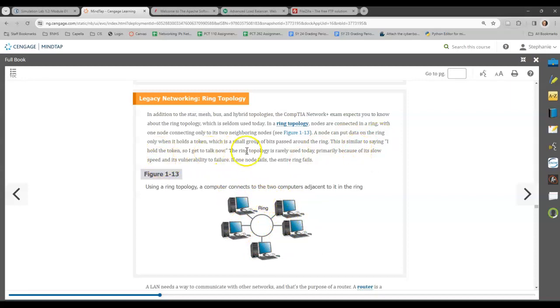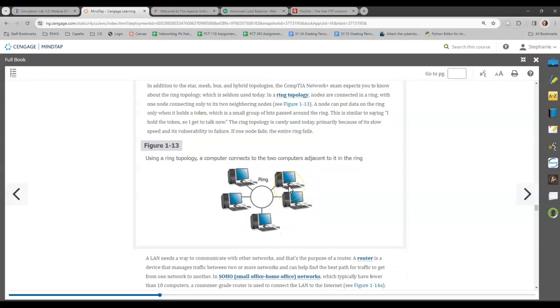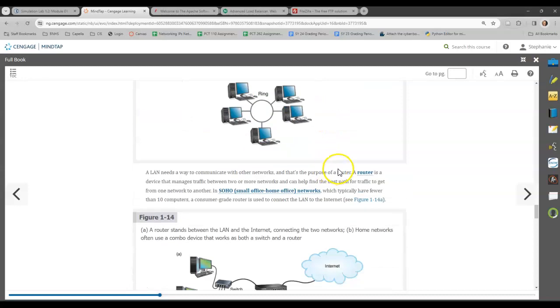It's kind of similar to if you're sitting around a fire and you're playing a game and you can only hold on to a stick or whatever to talk, and then you're passing that stick around, but you'd pass it in a circle. It's not used anymore. This is slow. It's vulnerable to failure. If one fails, the whole entire thing fails. So we don't really use it anymore.